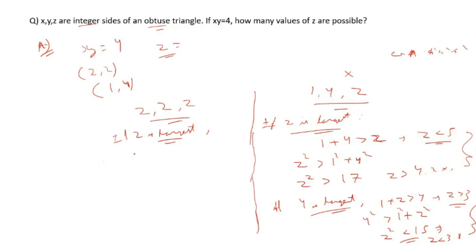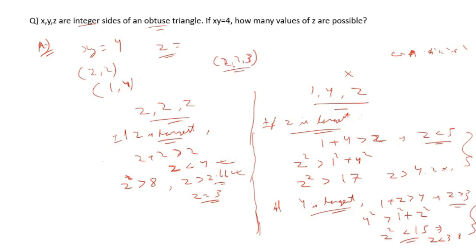If z is largest, then we know that 2 plus 2 should be greater than z, or z is less than 4. Also, z square will be greater than 2 square plus 2 square, which is 8. So z is greater than something around 2.66 or whatever, it does not matter. But yes, 2.xx, and z is supposed to be less than 4. So at least we get one value here, which is z equal to 3, because it follows both conditions. At least we know that 2, 2, 3 is possible.